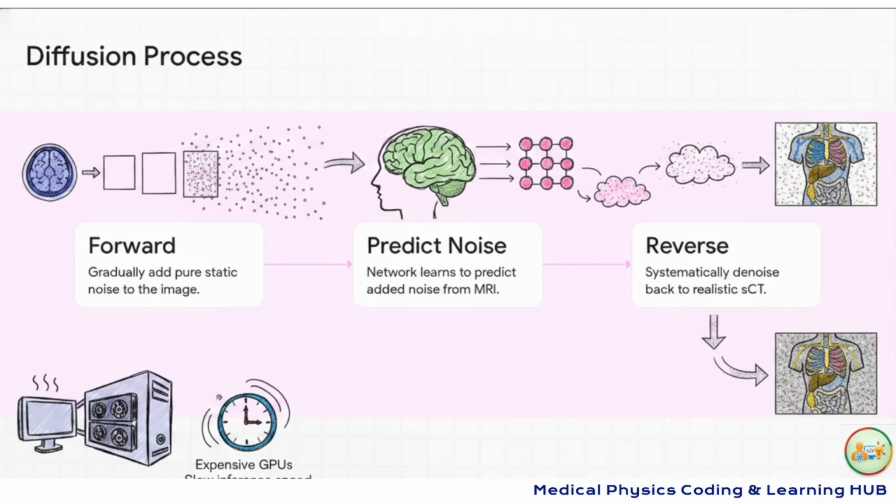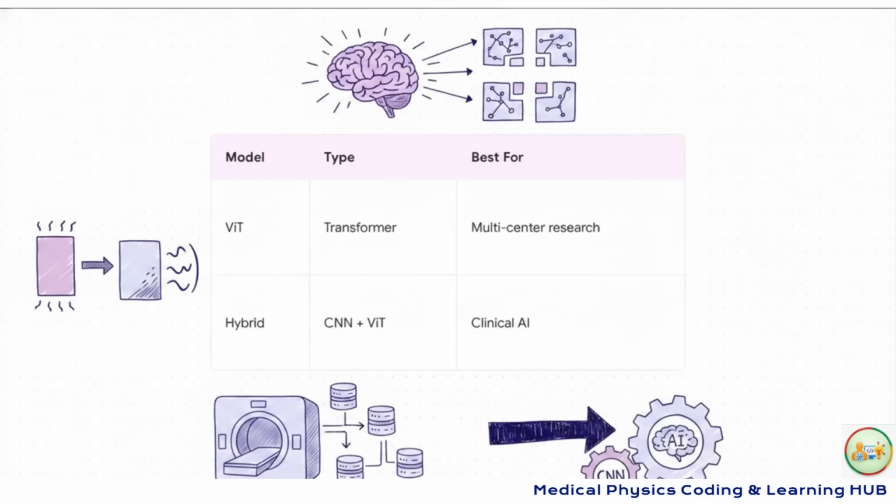The anatomy preservation is incredible. The catch? You are going to need some very expensive GPUs, and the inference time is notoriously slow. Meanwhile, vision transformers completely flip the script on architecture. Taking an MRI input to output a synthetic CT, they don't scan pixel by pixel like a traditional CNN. Instead, they chop the MRI into patches and use self-attention to grasp global anatomical relationships. They are amazing for multi-center research on huge data sets.